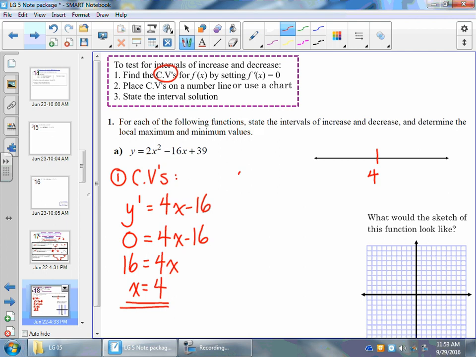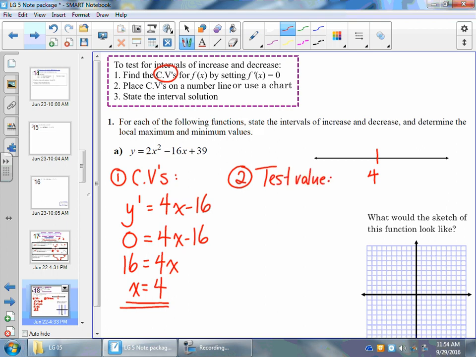So number 2, put our critical value on the number line. Check, we've done that. And then use a chart, which your teacher might do with you in class, because like I said, there's 2 ways of doing this. Or we can just use a test value. So in the podcast, I'm going to use a test value, just so you can see a couple different methods.